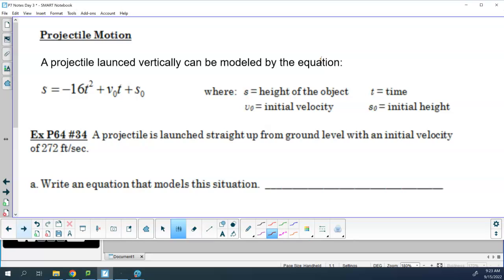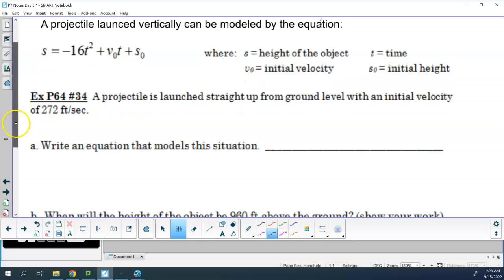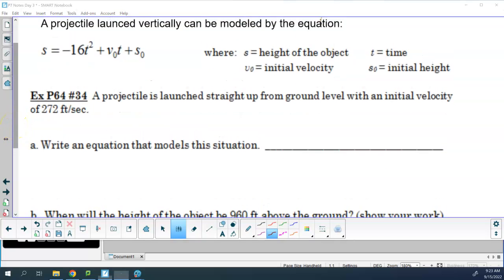For my last one. A projectile is launched straight up. This is the first one, right? From ground level with an initial velocity of 272 feet per second. Write an equation to model this situation.